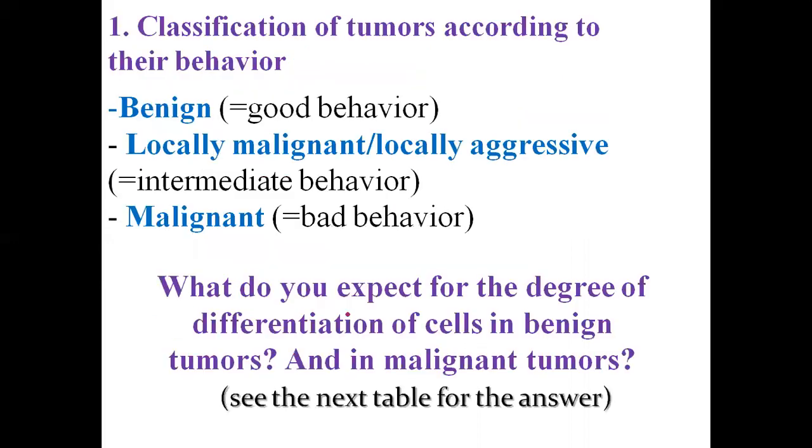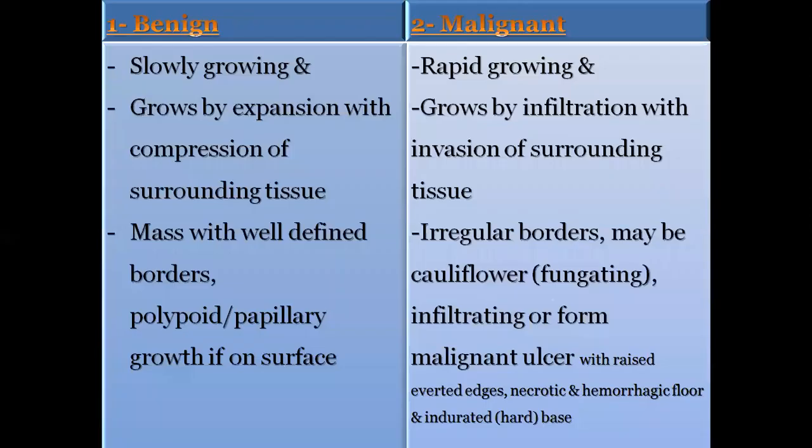So benign tumors are tumors with good behavior. Malignant tumors are tumors of the bad behavior. Let's compare benign and malignant tumors. Benign tumors are slowly growing. Both benign and malignant tumors have uncontrolled cell proliferation, right? But benign tumors have slow rate of growth.